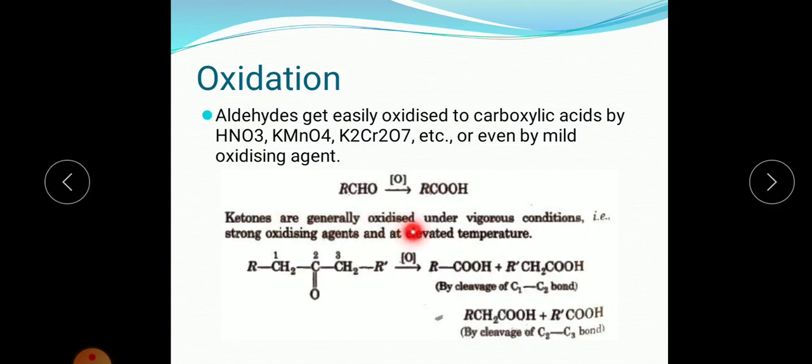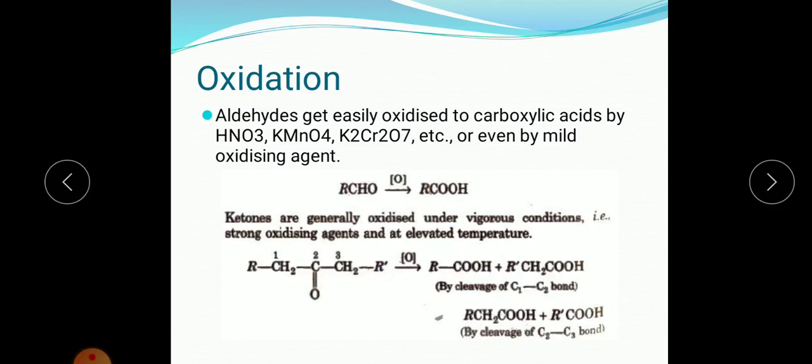Ketones are generally oxidized under vigorous conditions, that is, a strong oxidizing agent and elevated temperature. So if you take acetaldehyde, it will give you acetic acid. That means the aldehyde is oxidized to give the acid with the same number of carbon atoms. Whereas in the case of ketones, what will happen? There might be a mixture of two acids.